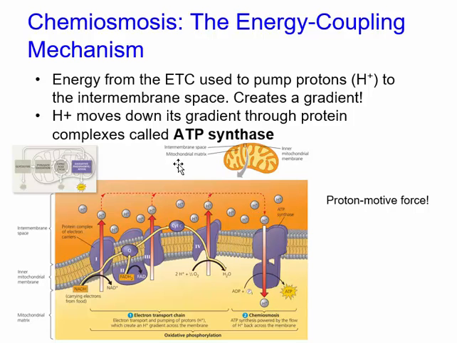So we've got this gradient. Gradient equals potential energy. What does that potential energy do? We see protons zipping back through this protein here. Guess what this guy is called? ATP synthase. What does it do? It makes ATP. It synthesizes ATP from ADP and phosphate. So this is that oxidative phosphorylation, not substrate level that we saw in glycolysis and the citric acid cycle.